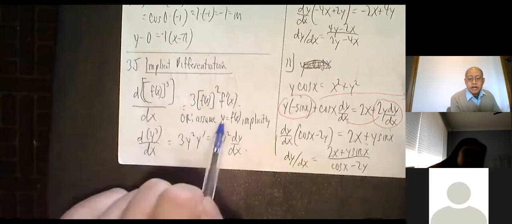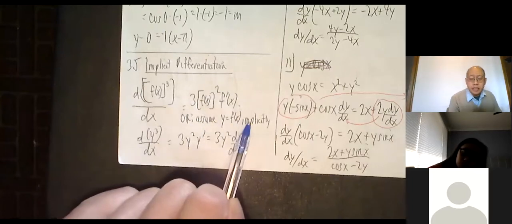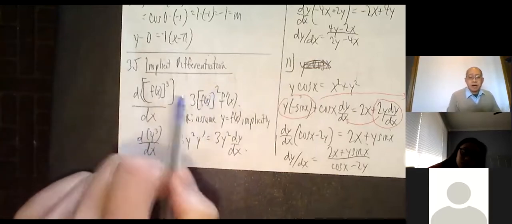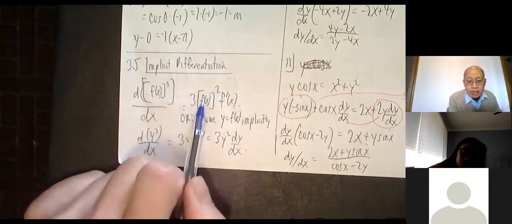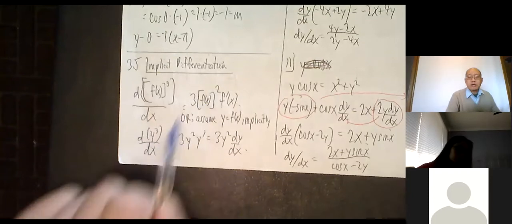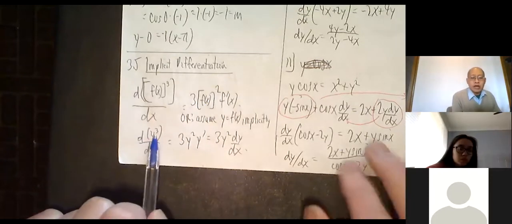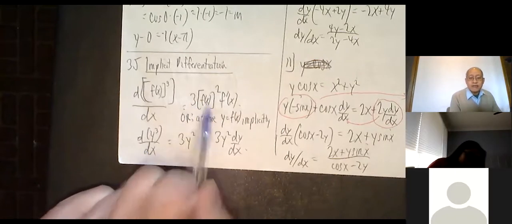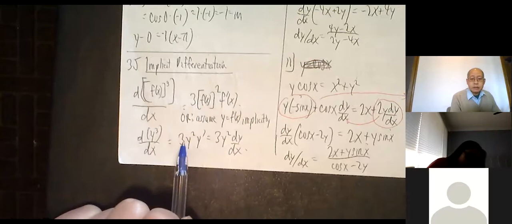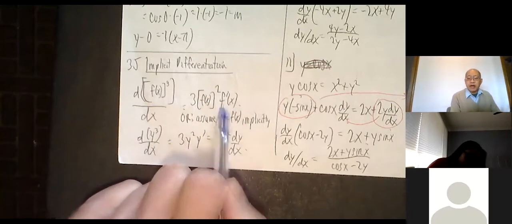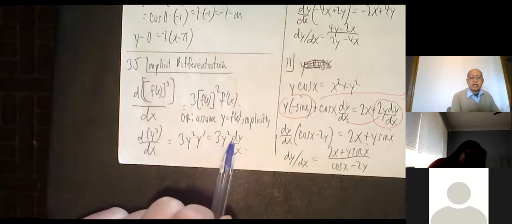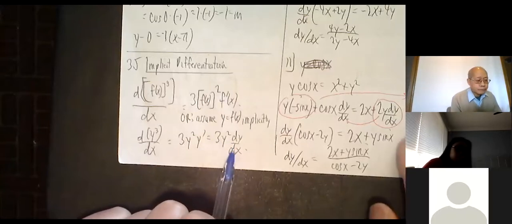Or assume we have y equals f of x implicitly. We can't write it easily like x sine x or something like that. But if I call that y, every time I see f of x, I'm going to replace it with y. It would look like this. The derivative of y cubed with respect to x is 3 f of x, which is y squared, and then times f prime of x, which I can write as y prime, or 3y squared dy dx.